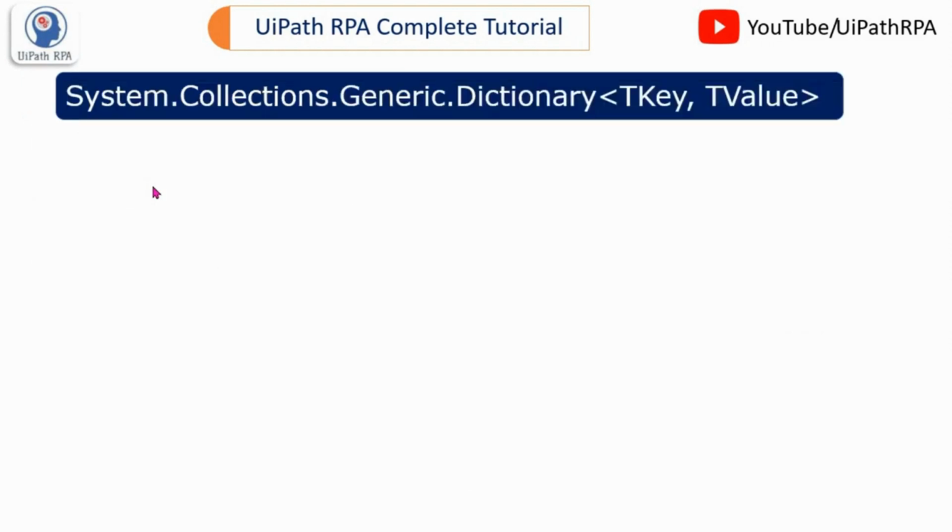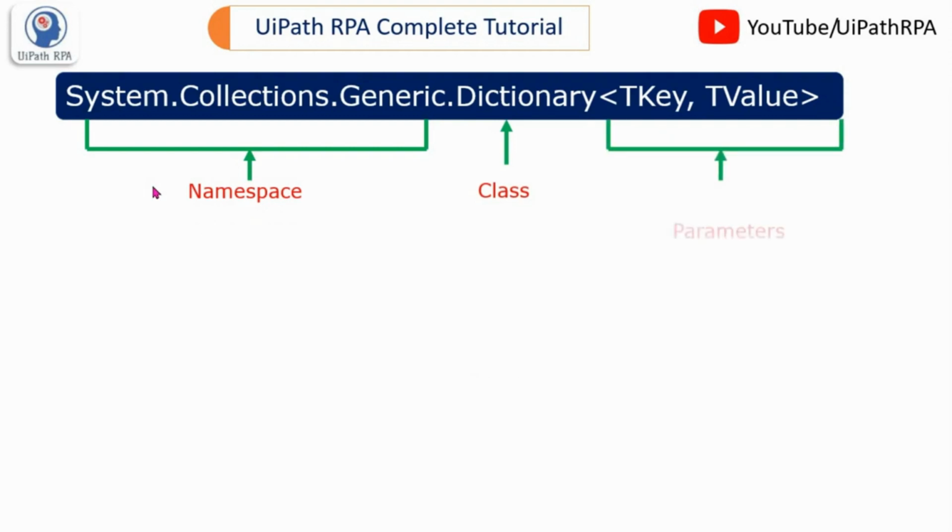So I'm going to tell you the details about the System.Collections.Generic Dictionary: what is the TKey and what is the TValue. Here you can see System.Collections.Generic is a namespace and Dictionary is a class as per .NET. TKey and TValue are parameters which we pass with the Dictionary class.